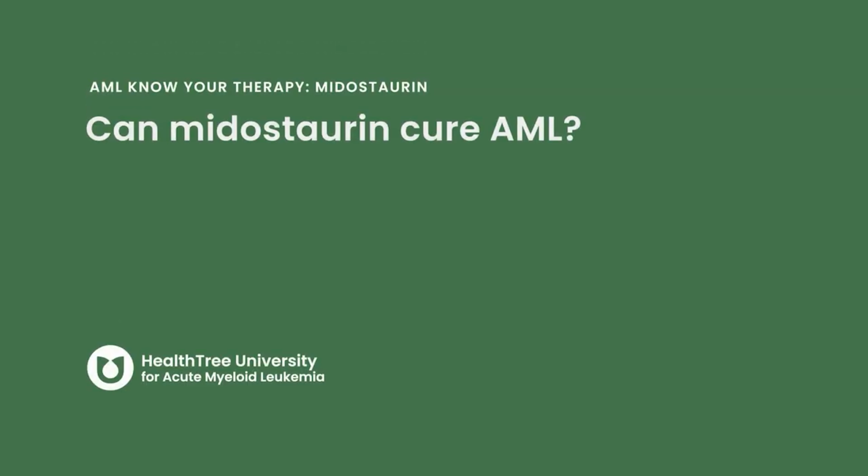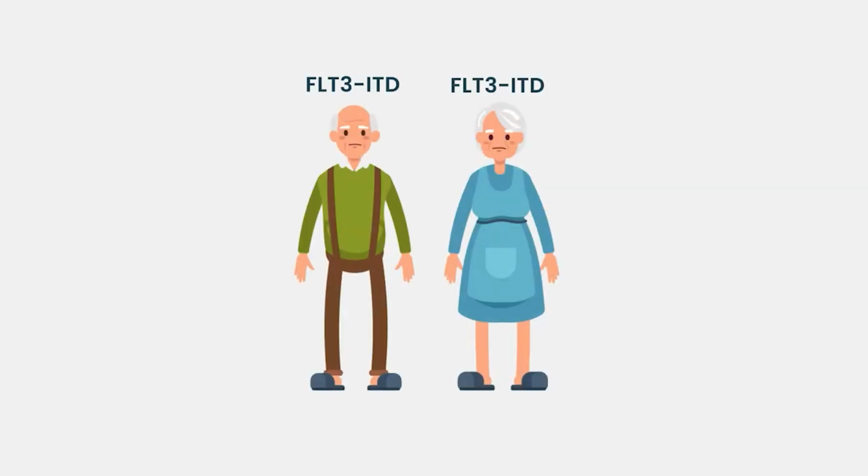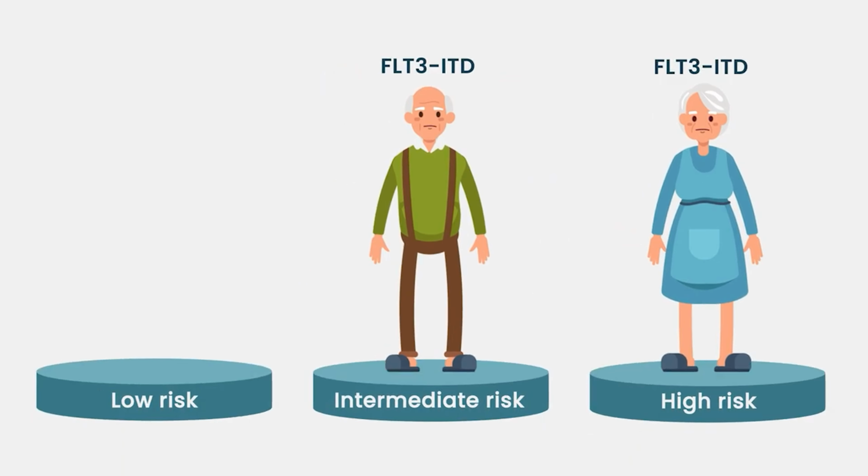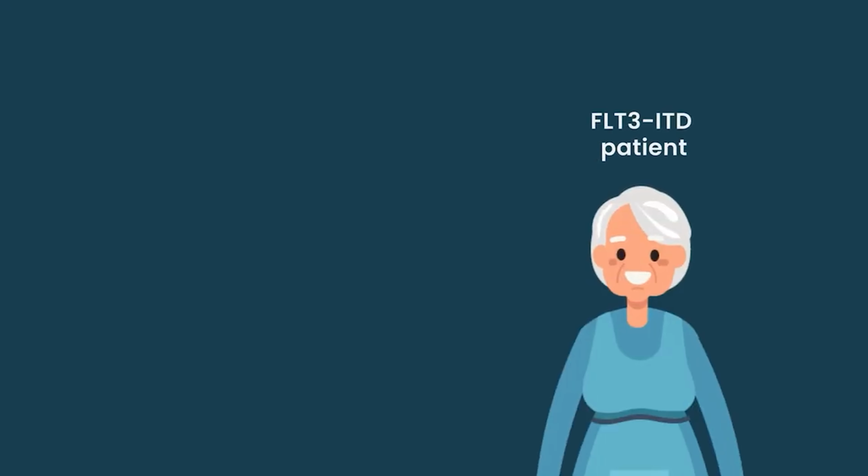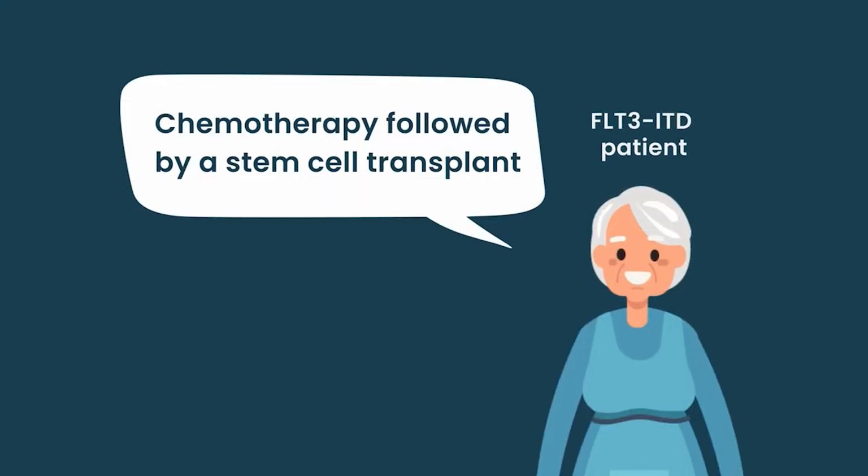Can midostaurin cure AML? So, midostaurin can help in curing AML for a subset of patients. Now, how is that? So patients with FLT3 mutation, ITD, are considered more intermediate to high risk patients. So we know that perhaps chemo by itself isn't sufficient to keep them in remission for a long time, and most of these patients would benefit from consolidation with a stem cell transplant down the line.